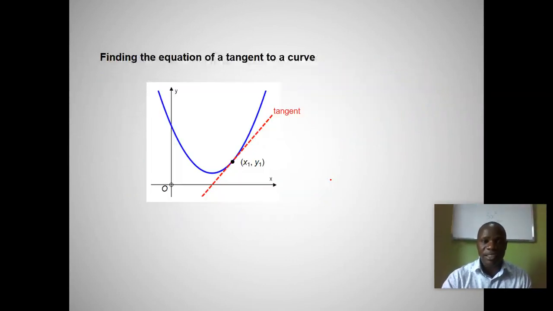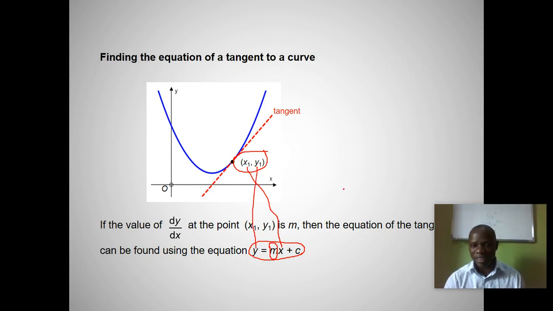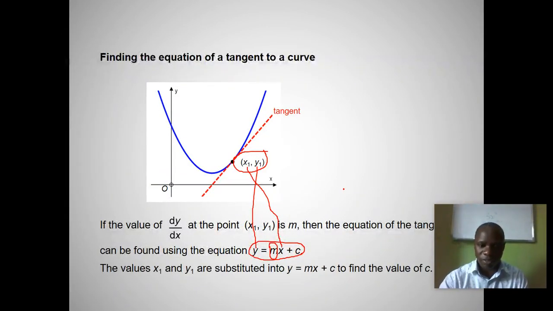The gradient is 13. So finding the equation of a tangent is easy because we know how to find the gradient. If we found the gradient, and there is a certain point that is given, we know that a straight line is y is equal to mx plus c. So when we find the gradient by differentiating, we'll place the gradient here, and then we'll place this x here, and this y here, and so we're going to know c. After knowing c, we will know the whole equation of this tangent.